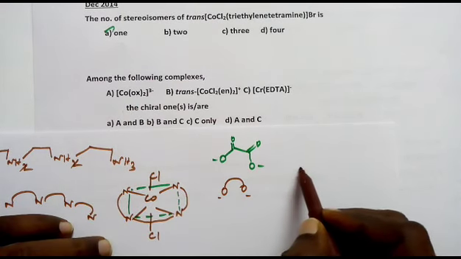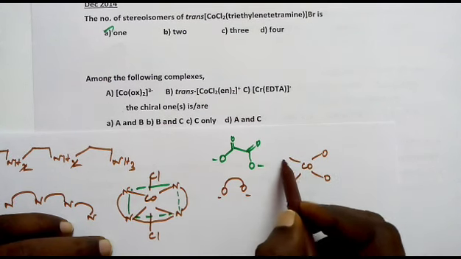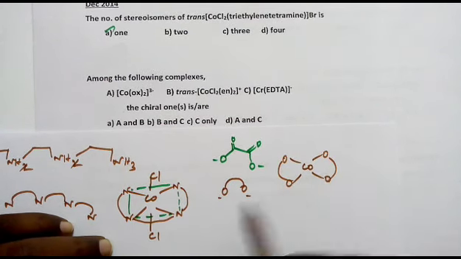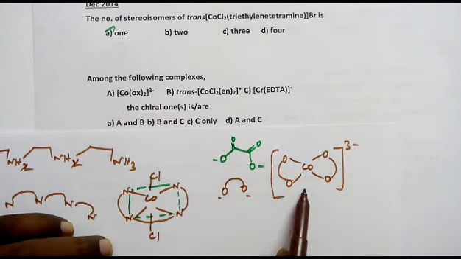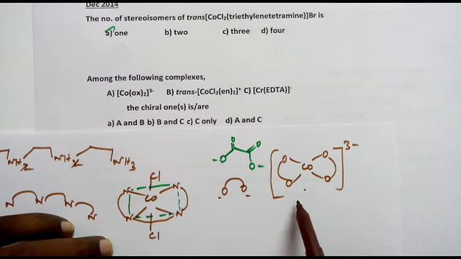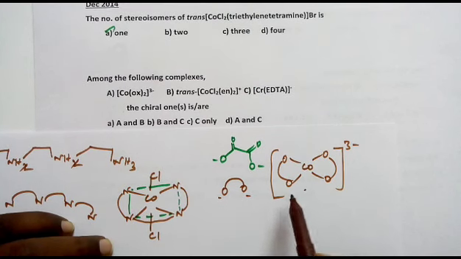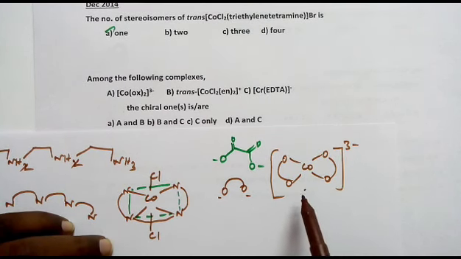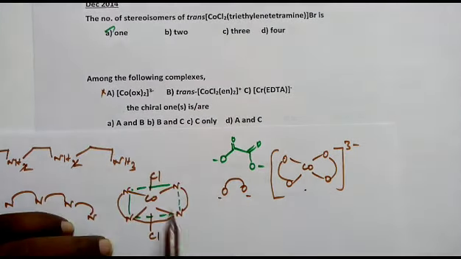So that means cobalt, dioxalate cobalt 3 minus. Look at this. Is it optically active or not? It's a square planar complex. I already told you that square planar complexes are optically inactive because they are superimposable with their mirror images. So this complex is optically inactive. This is a square planar complex, optically inactive. So A is not the answer. And let's see B.